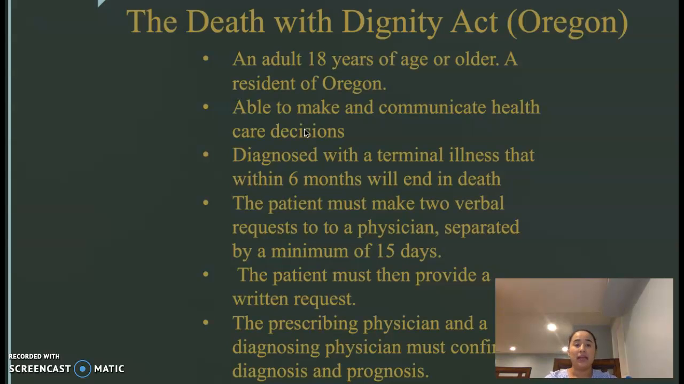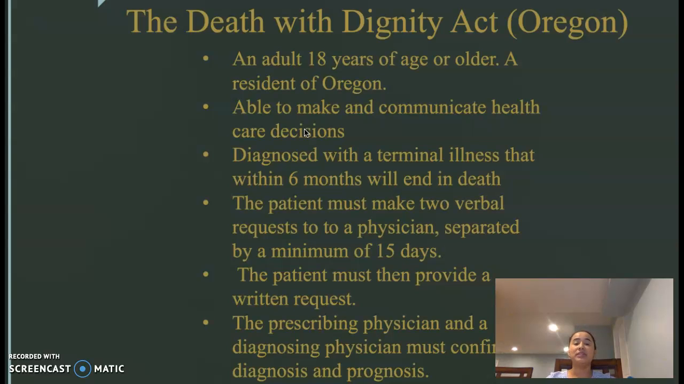To request a lethal medication prescription, the patient must be an adult of 18 years of age or older, a resident of Oregon, Washington State, Colorado, or Vermont, capable to make and communicate healthcare decisions, and diagnosed with a terminal illness that will lead to death within 6 months.